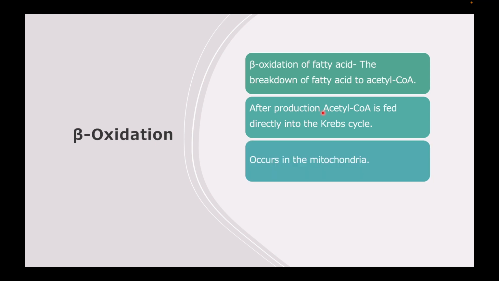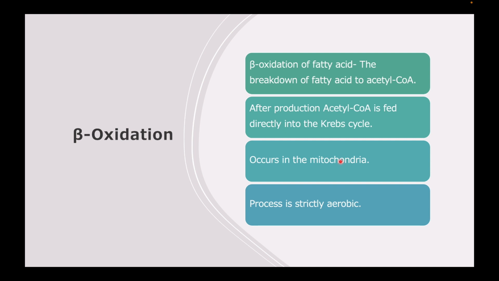And where does it occur? It occurs in the mitochondria because most of the enzymes that we require are present in the mitochondria, and it occurs in aerobic conditions because you require NADH and FADH for this reaction. So it mostly occurs during the aerobic cycle.